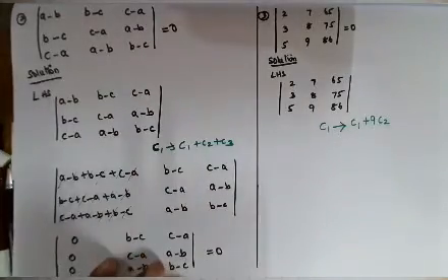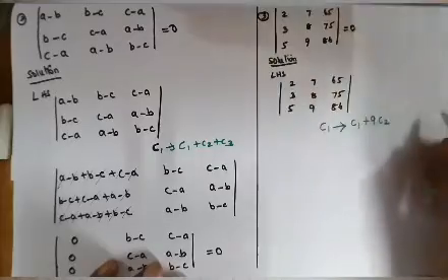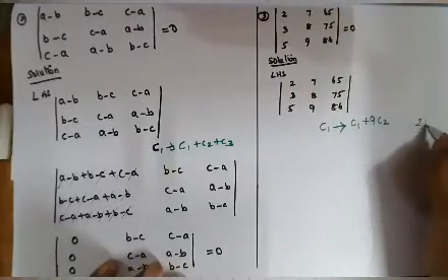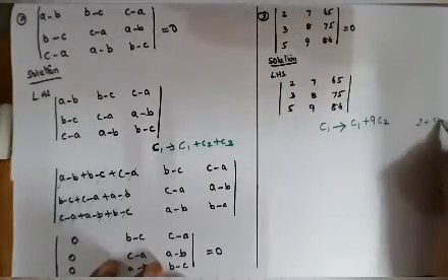Now C1 gives column 1 plus 9 times column 2. So column 1 is 2 plus 9 times column 2, which is 7, so 9 into 7.